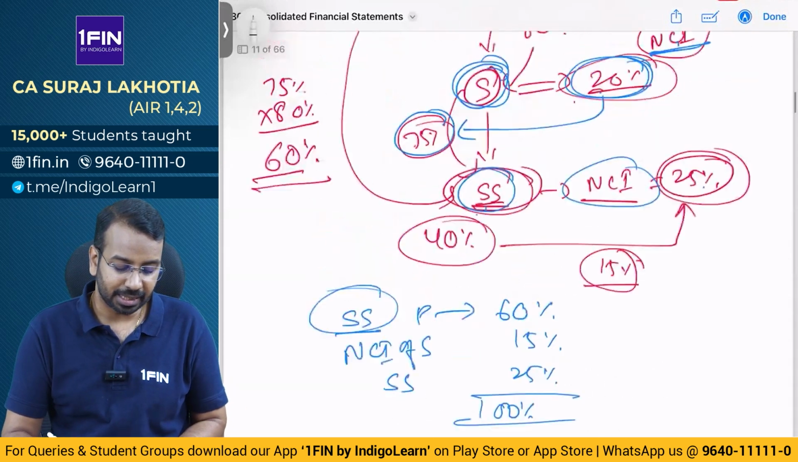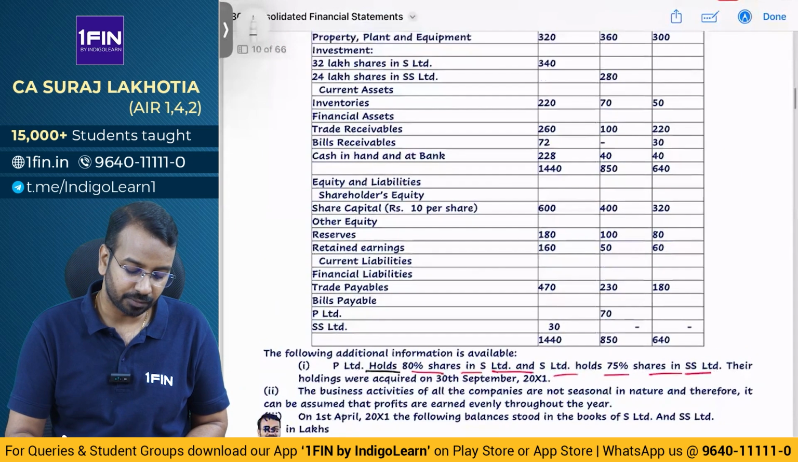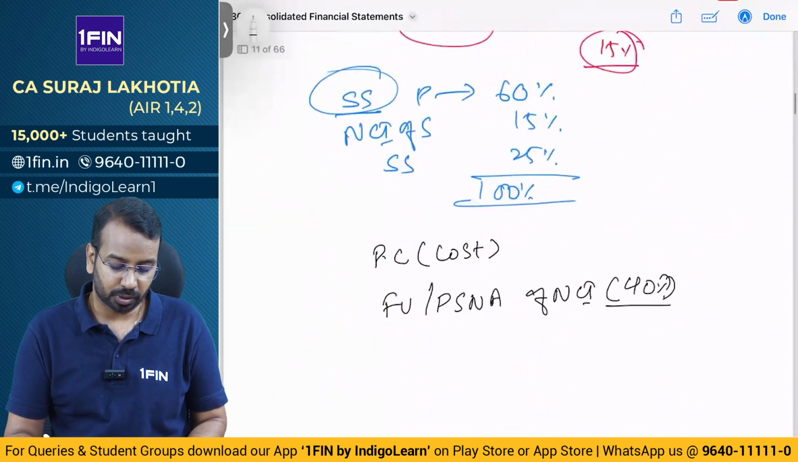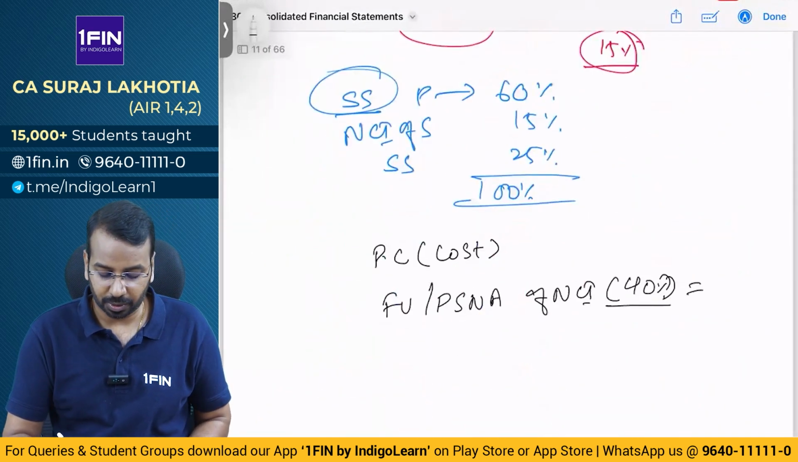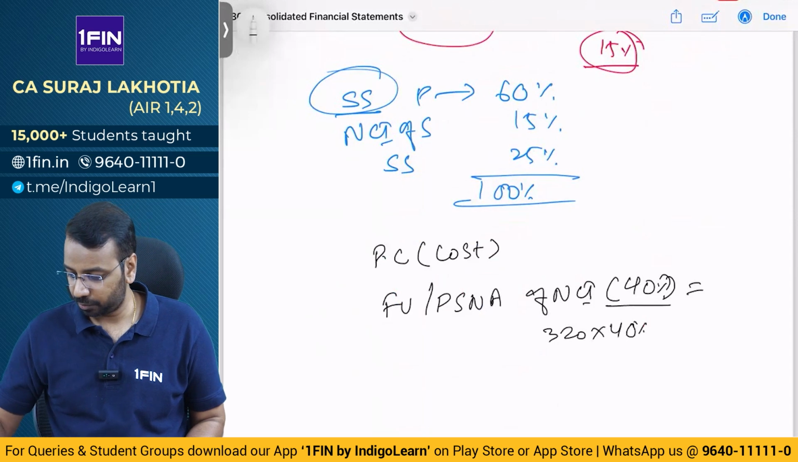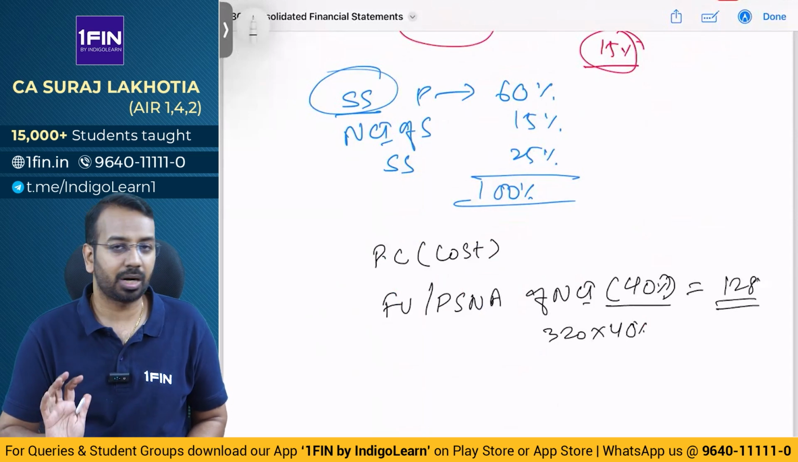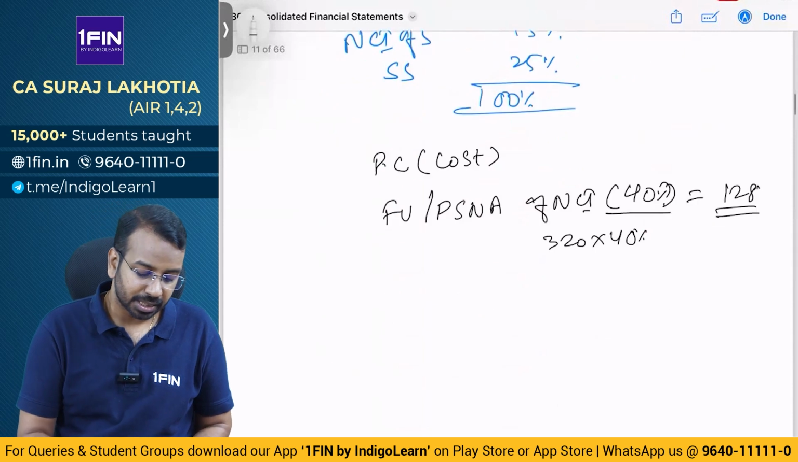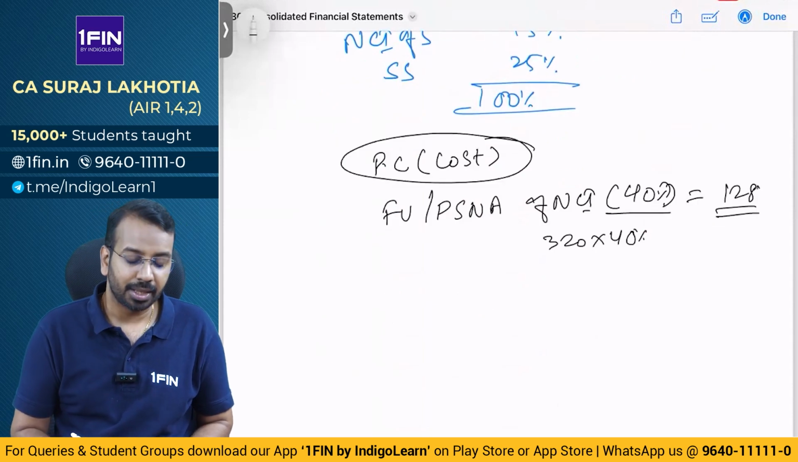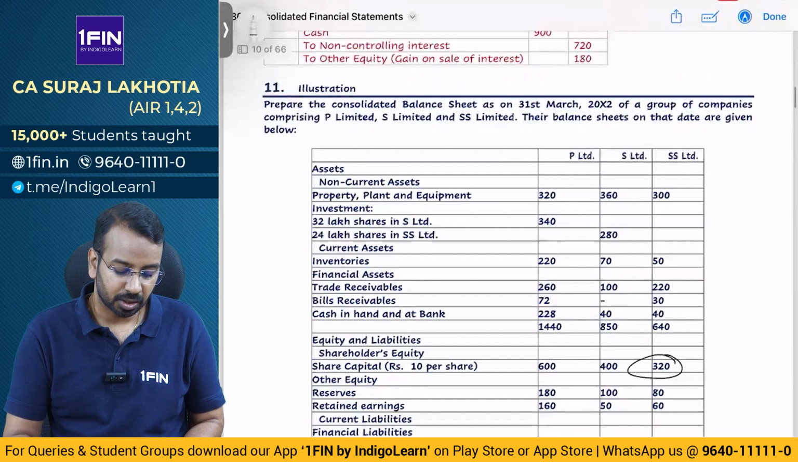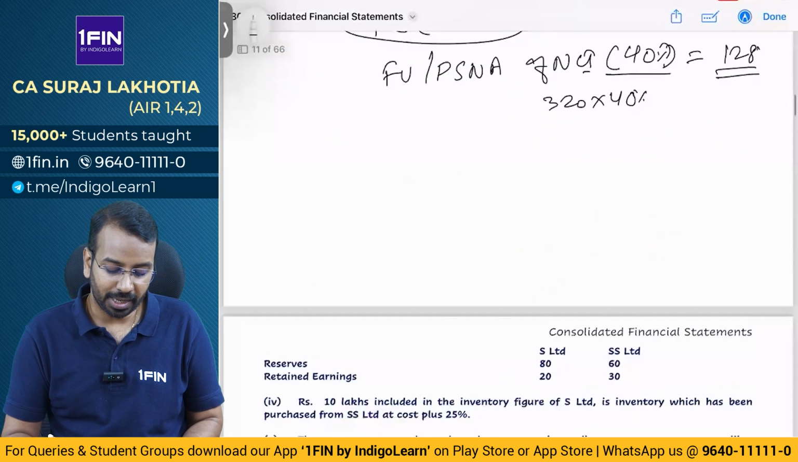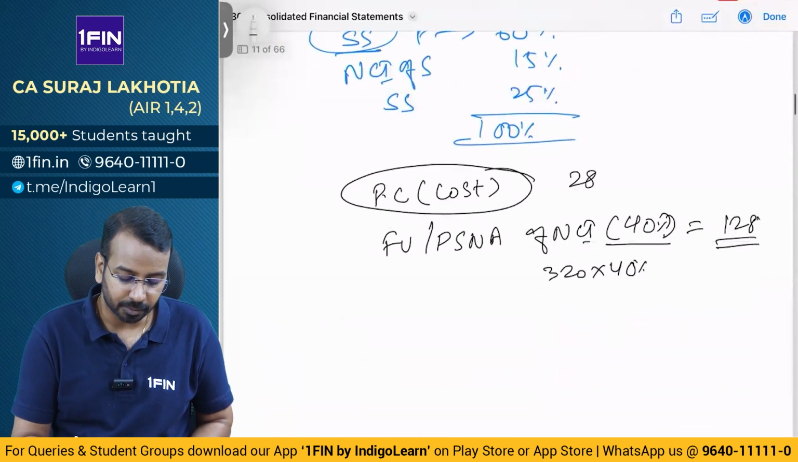So 40%, and if I take the face value, it is how much? 320. So can I say fair value of NCI is 320 into 40%, which is 128. Till here you will not have any doubt. Now the doubt is, sir, when I'm taking this cost, what is the cost? 280. Why am I not taking 280 here?